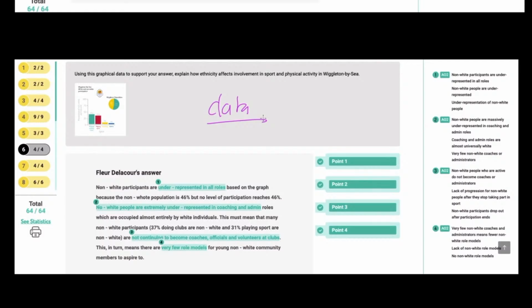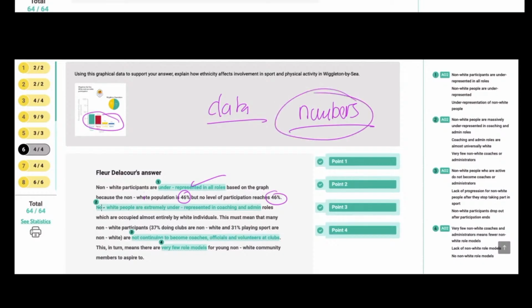So we've got to not only say what's happening, but guys, can you please ensure that you bring the numbers into your answer? It's not okay just to say people do more football. Give the numbers when you're doing this. So non-white participants are underrepresented across everything, based on the graph, because the white population is 46%, but no level of participation reaches 46%. Can you see that I've given the numbers to back up what I'm saying?